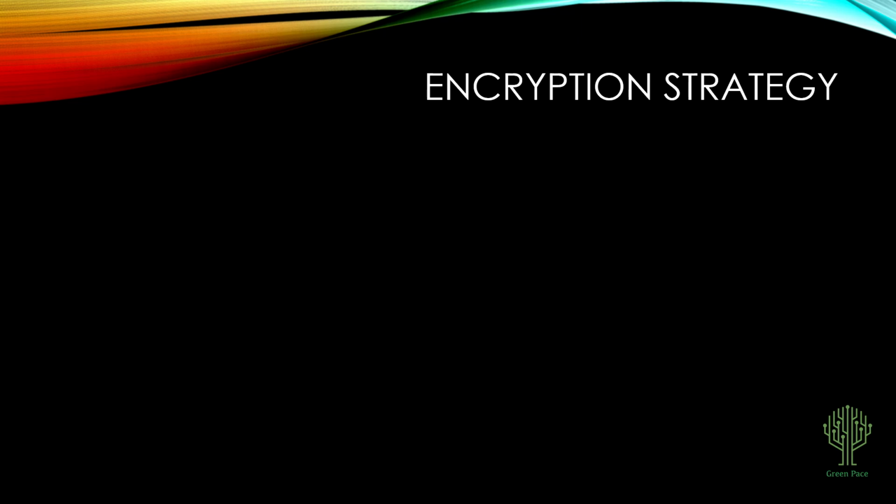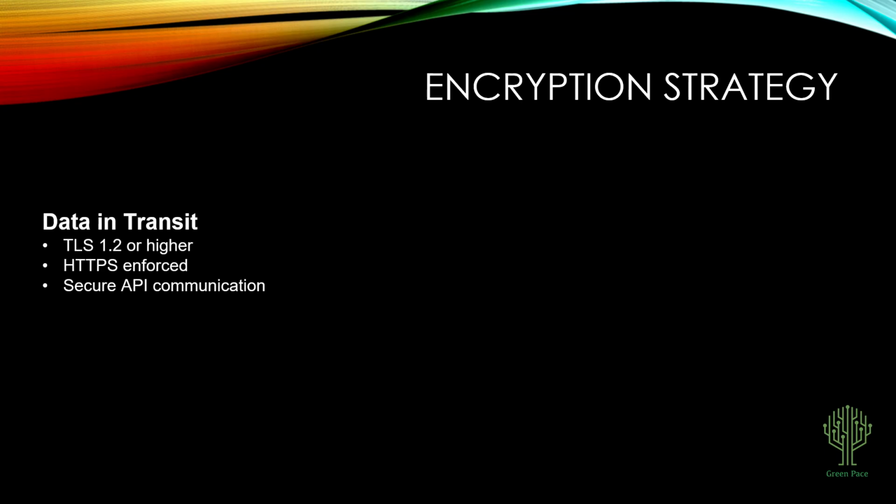This slide outlines the encryption strategy for protecting sensitive data across 3 states: in transit, at rest, and in use. For data in transit, TLS 1.2 or higher is required, and HTTPS is enforced for all communications. This ensures that data moving between clients, servers, and APIs cannot be intercepted or altered during transmission.